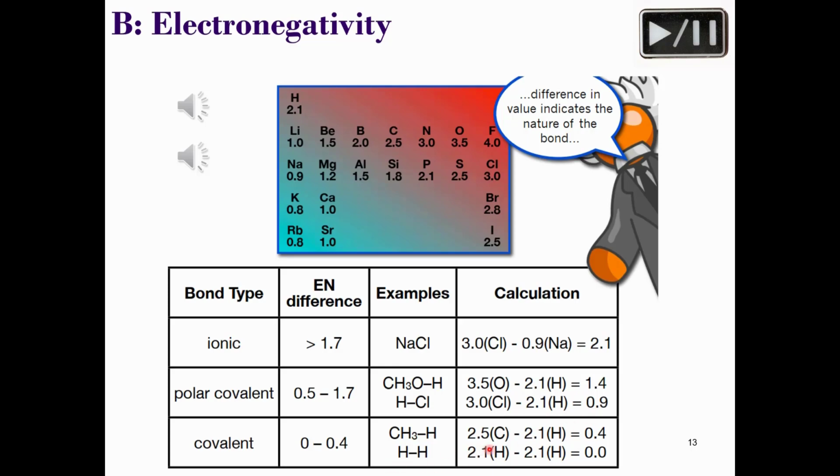Now, finally, if we look at one of the bonds in methane, we're just looking at the difference between the carbon-hydrogen bond. Carbon has an electronegativity value of 2.5, whereas hydrogen is 2.1. Now, this gives a difference of 0.4, and so we cannot use partial charges to represent a polar bond, because there is no polar bond. And obviously for hydrogen, if you have two atoms that are the same, then when you take those values away from each other, you get 0.